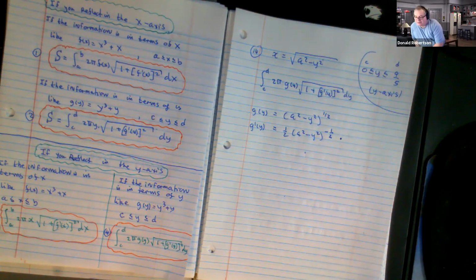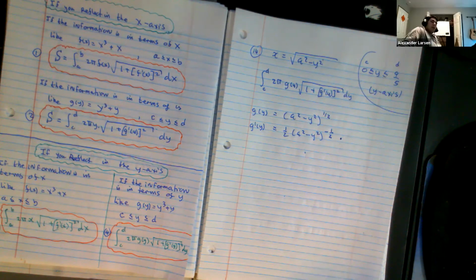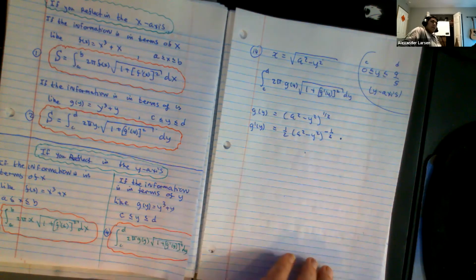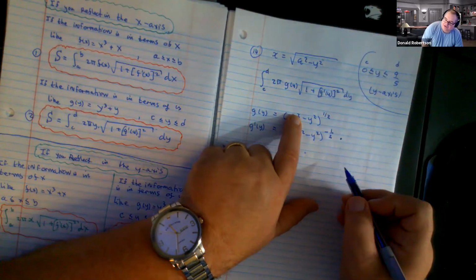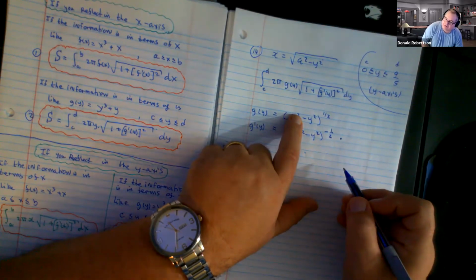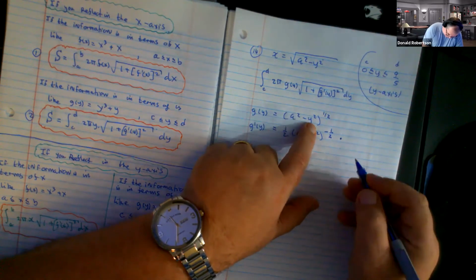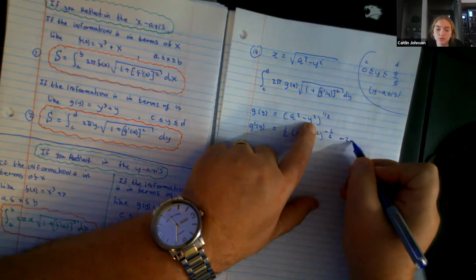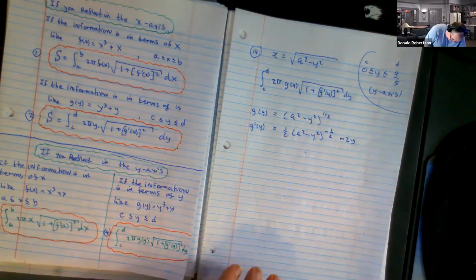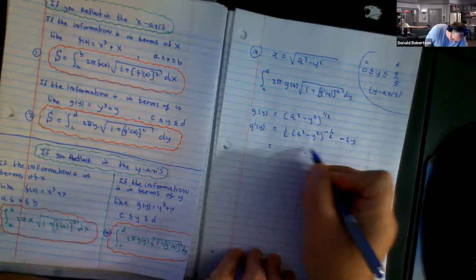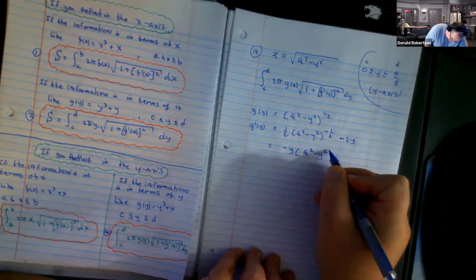Times. Would it just be 2a? A squared is actually a number. So when you differentiate a squared, you actually get 0. This is the guy you differentiate. Would it be negative 2y? It would be, yes. And that fella becomes negative y, a squared take away y squared to the negative 1/2.